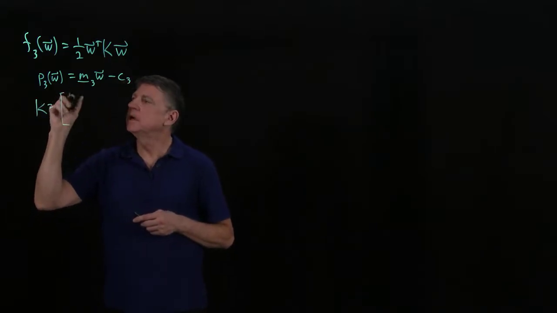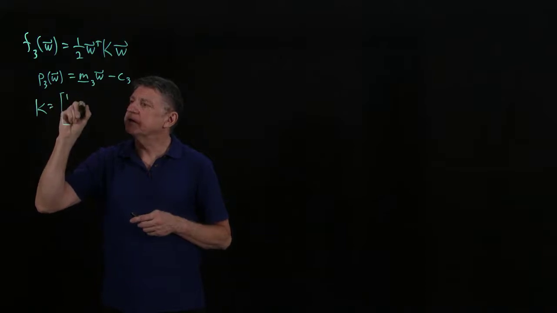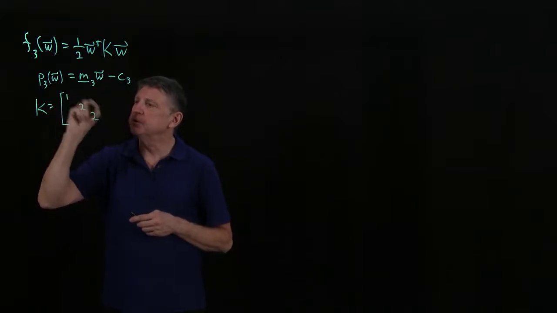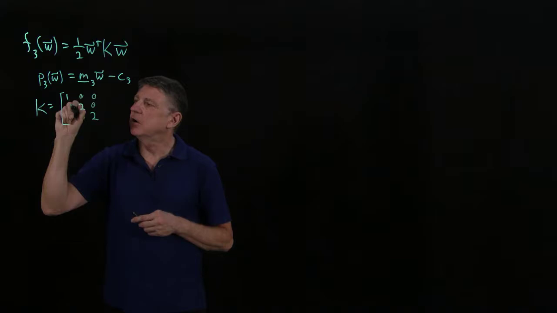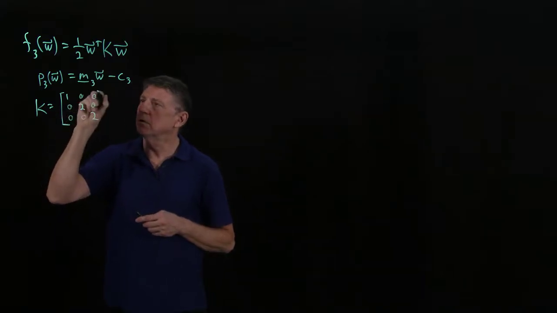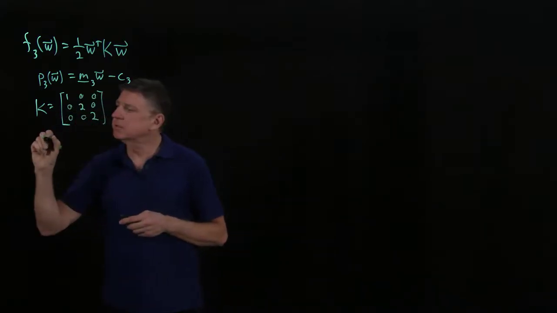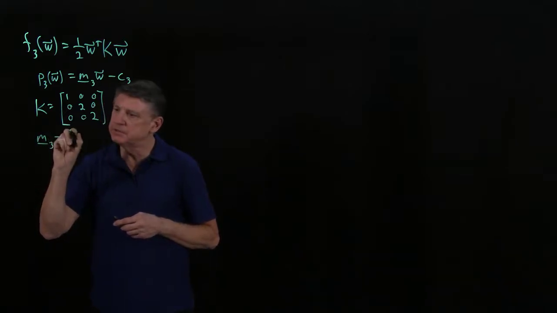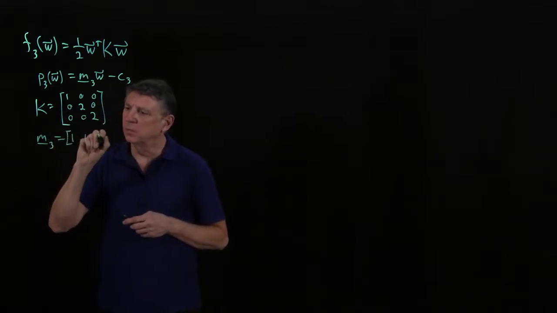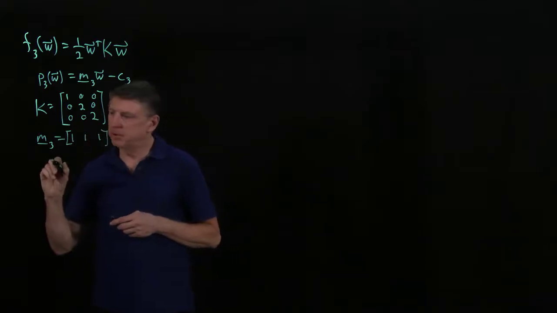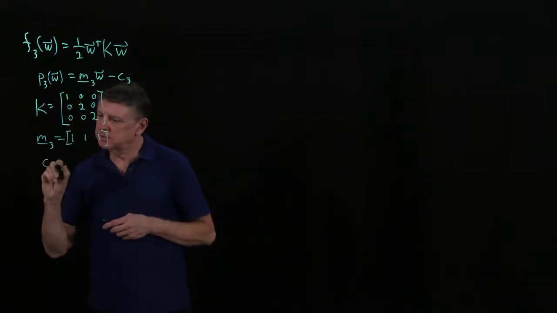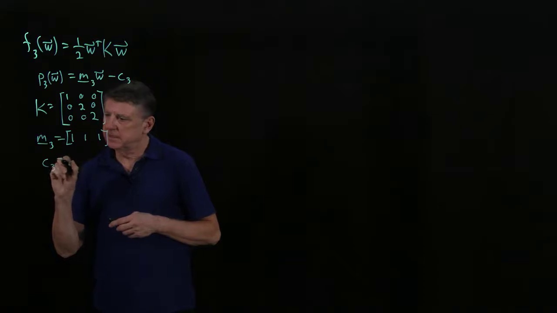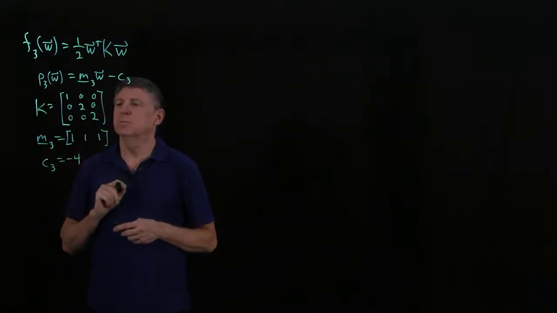So suppose that our constraint matrix is a diagonal 1, 2, 2, and then we fill in the off-diagonal entries to be 0. And suppose that our constraint 1 form is 1, 1, 1. And suppose that our constraint constant is minus 4.